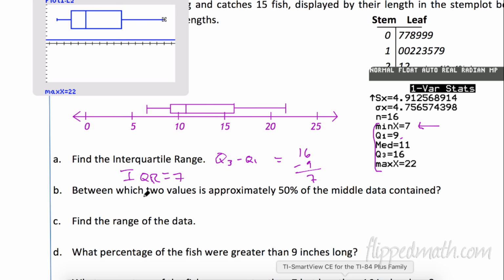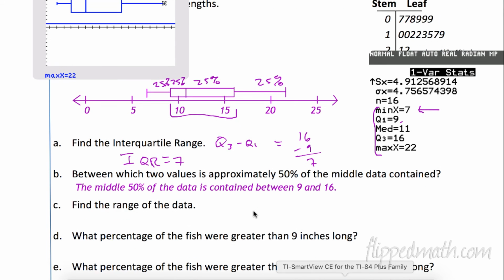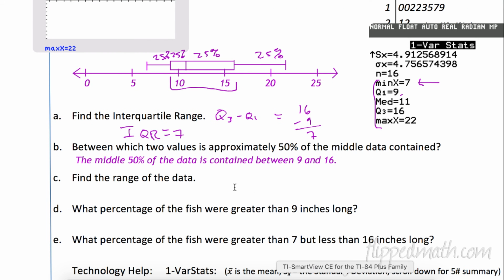Between which two values is approximately 50% of the middle data contained? Well, remember, each part of this contains about 25%. So we have to keep that in mind. So between which two values, the middle, it'd be these two right here. That's our interquartile range. I'm just asking the same question in a different way. So maybe we should write this out as a sentence, huh? There, how's that? The middle 50% of the data is contained between 9 and 16.